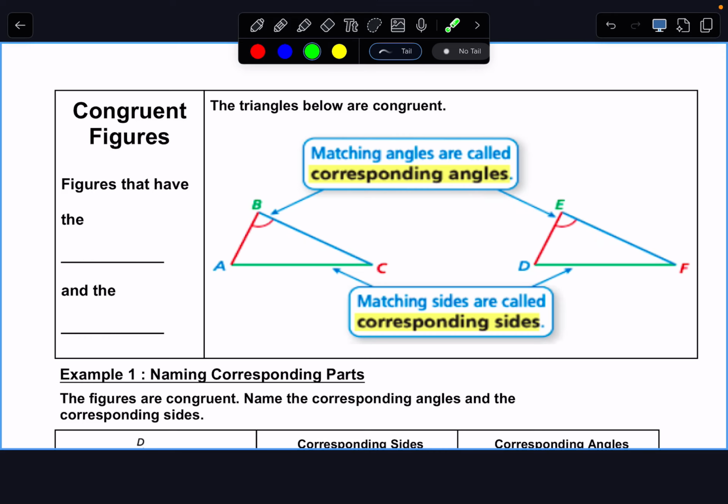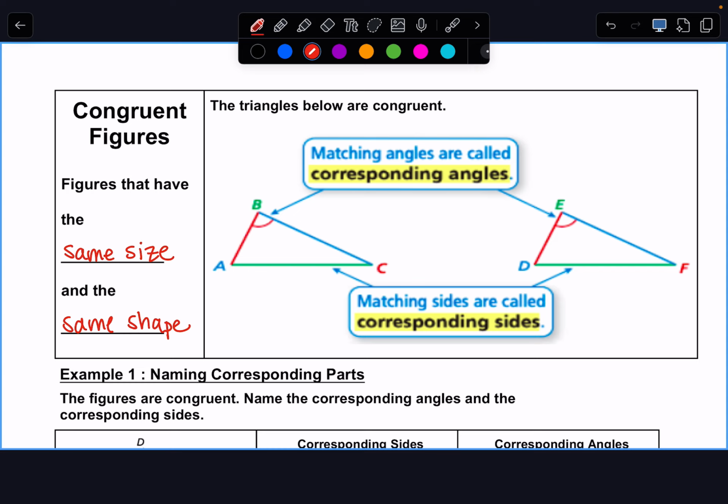Figures. You told me that congruent figures needed to be the same size, right? And the same shape. Well, if they're not the same shape, they're not the same. Okay? And they also have to be the same size. So we're going to talk about corresponding angles and corresponding sides.